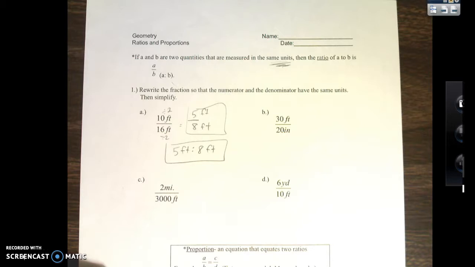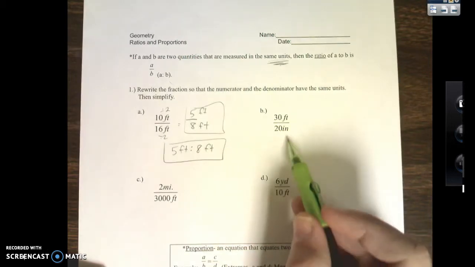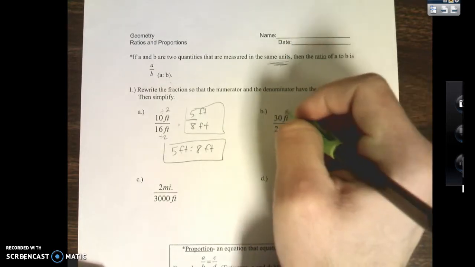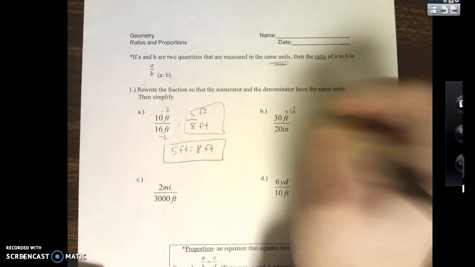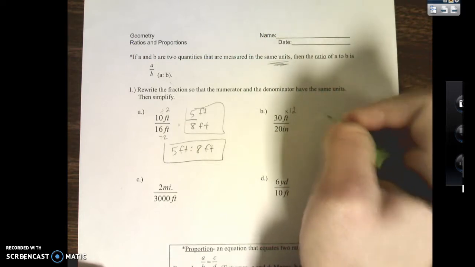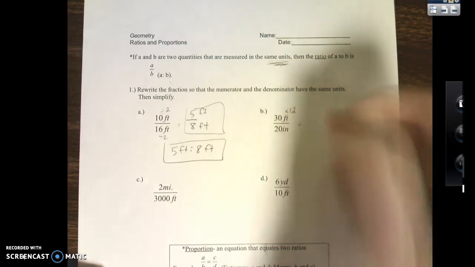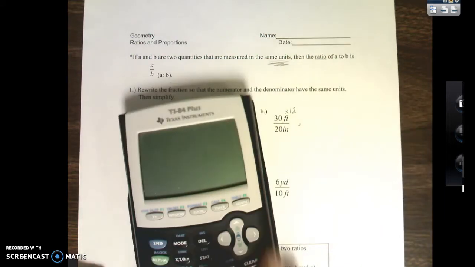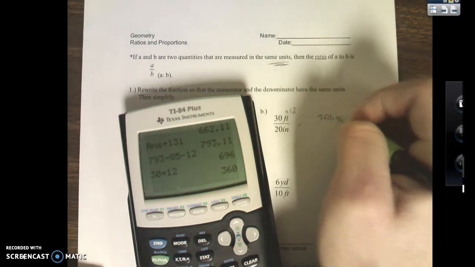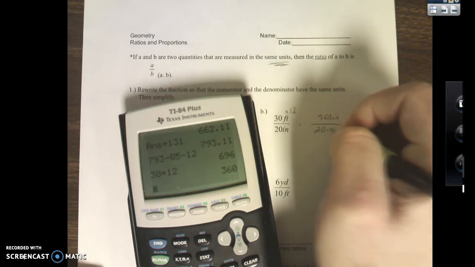How many inches are in a foot? Well, we know that there are 12 inches in a foot. So what I have to first do is convert the 30 feet to inches. So I'm going to multiply the top one by 12, because every 1 foot has 12 inches. So that ends up giving me, with a calculator, 30 times 12, 360 inches over 20 inches.